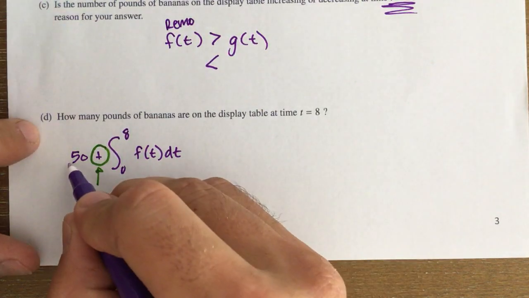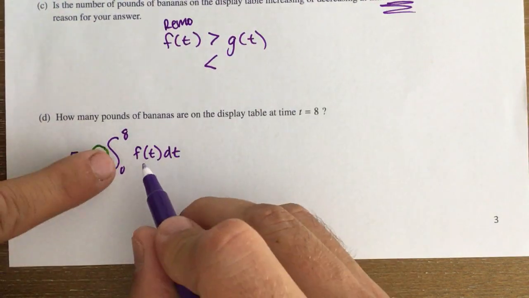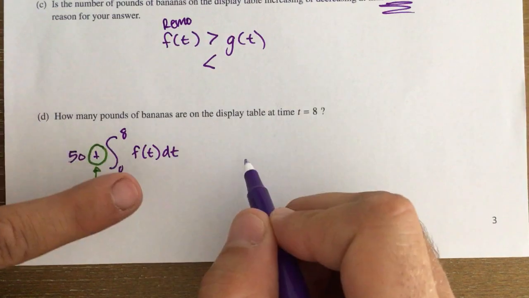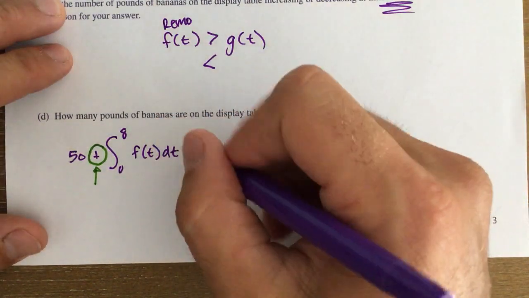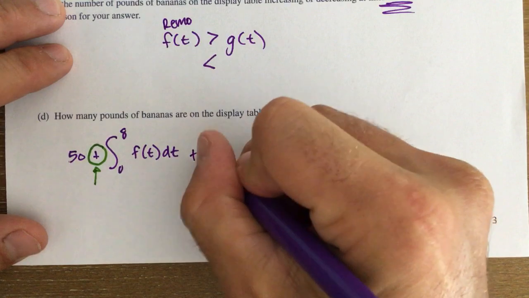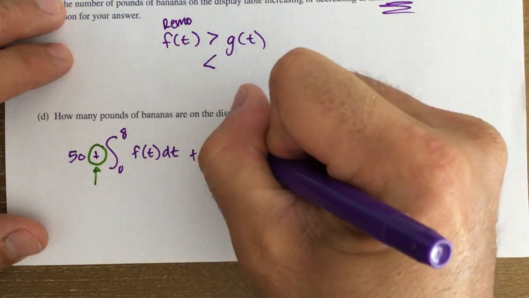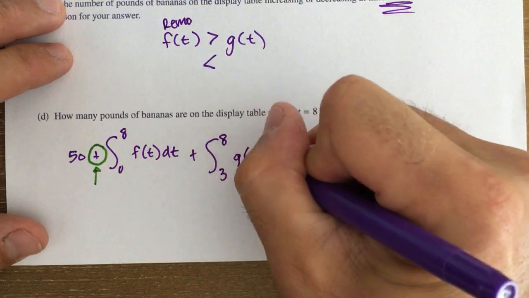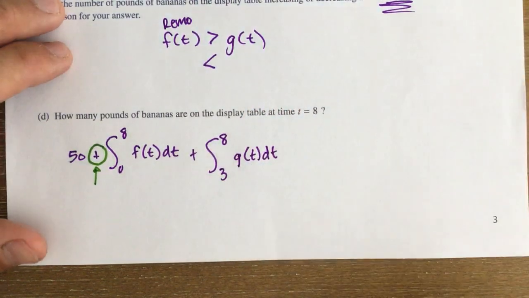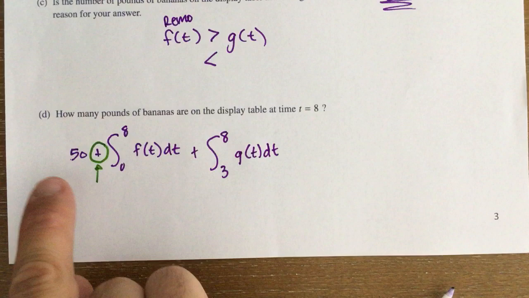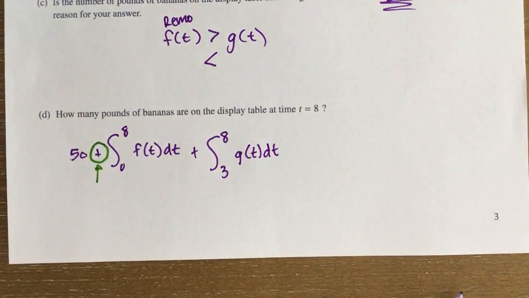So you start with 50, then bananas are removed, and then bananas also start to be added, right? So we also have adding bananas, which only starts at time t is 3 going all the way to 8 for g of t dt. So think about that, actually do it, figure out what the answers are, and check your answers on College Board's website. All right, good luck.